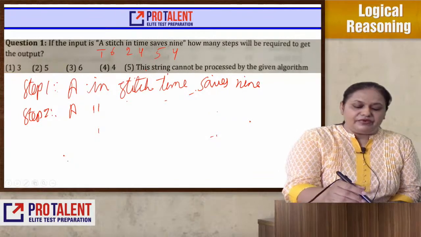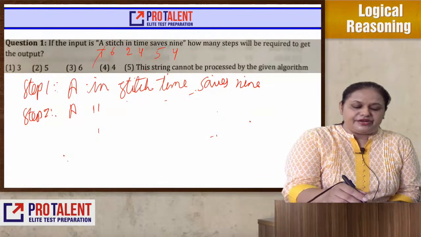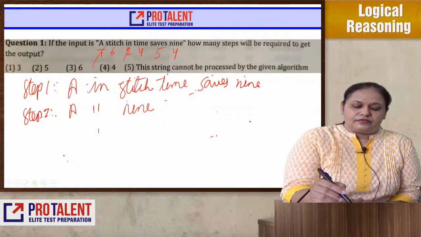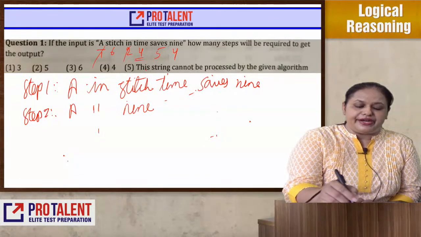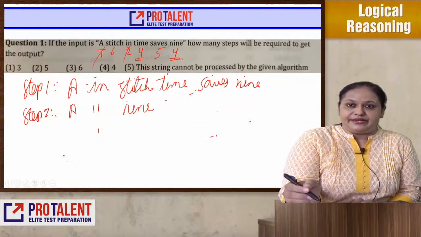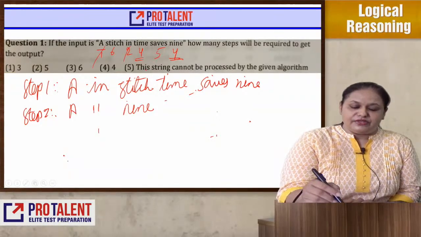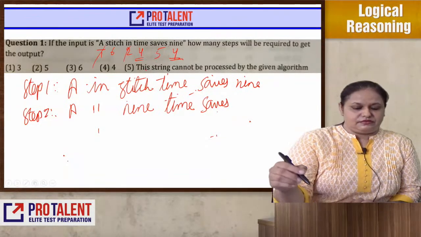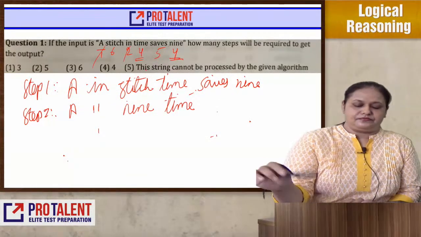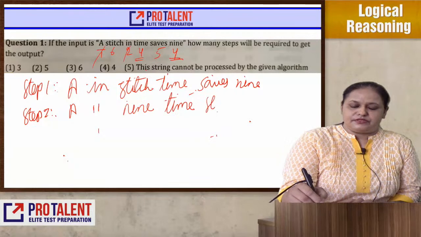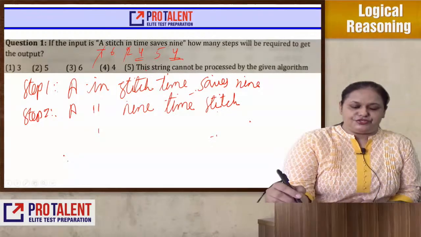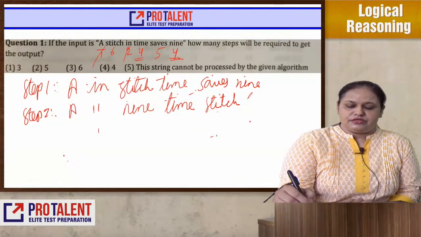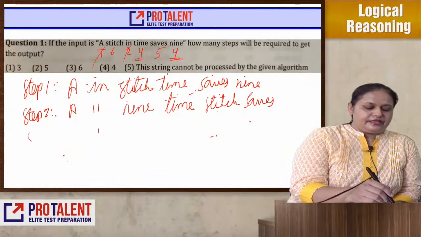Now since I am already done with A, I am already done with N, so it is going to be 9. Is it 9? Yes, because there are 2 4-letter words, right? So N and then later comes T, so then 9, and the rest of the time saves. Stitch. Which letter am I missing now? Stitch saves.